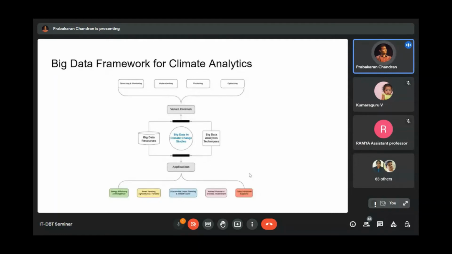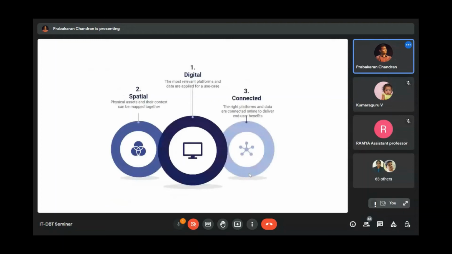So to do that, we need three segments of solution. One is relevant digital adoption. That is one thing, and another thing is spatial, which is nothing but having everything connected together, and also location-based data collection. Physical assets and their context can be mapped together.